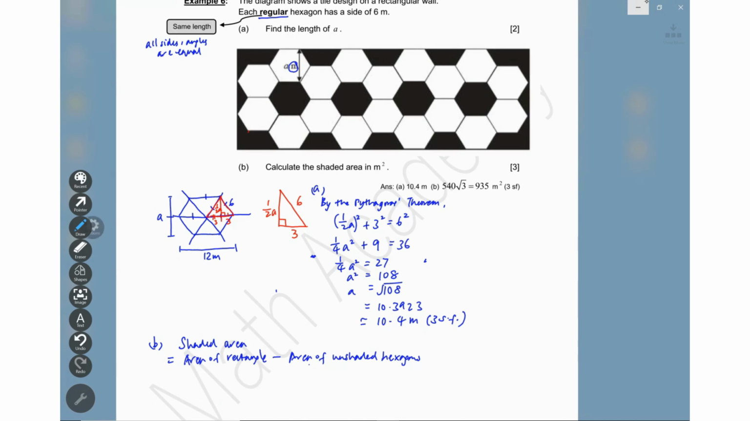Let's look at the diagram again. Let's look at the length first. The whole inside length here is 12, right? And each of the sides is 6. So this is 12 and this is 6. You see that it follows a pattern. This whole length here is made up of 5 12s and 4 of the 6s. So in total it will give you a length of 84 meters.